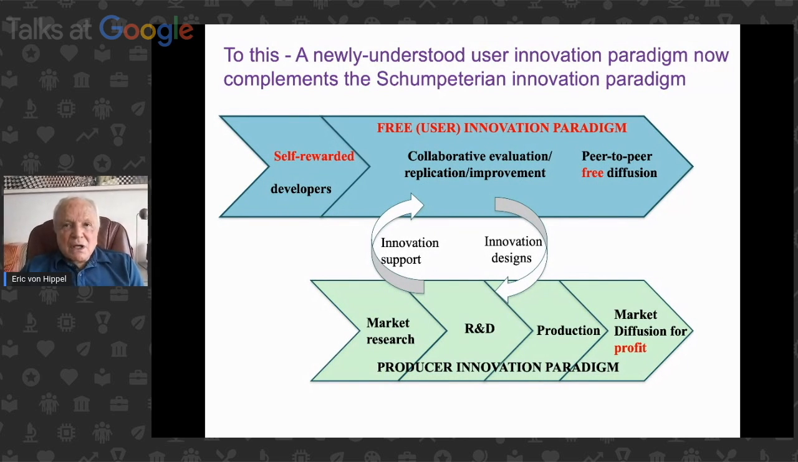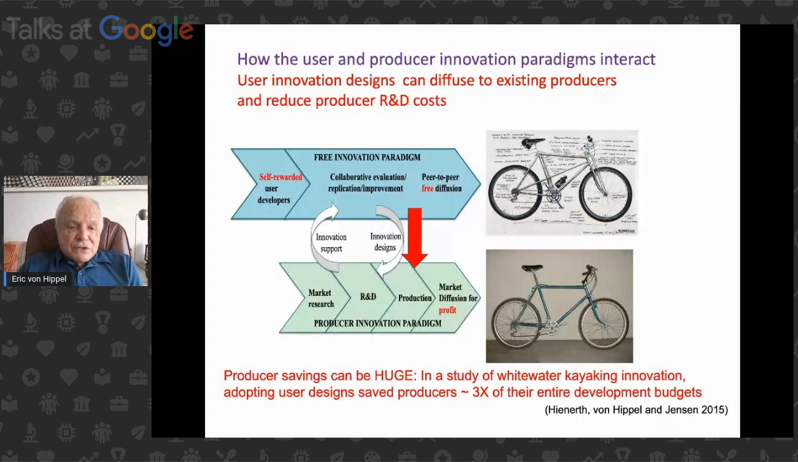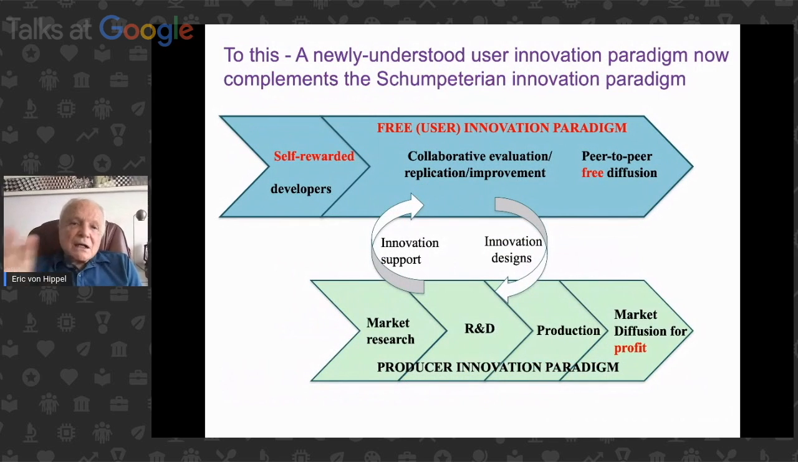We have, in addition, a different paradigm which complements the producer paradigm. So the producer paradigm, the Schumpeter paradigm that I just described, still exists, and it complements what we have now seen as the user innovation paradigm. Here, it's very much like open source software, for those of you who are familiar with it. The developers are self-rewarded. They're doing what they need to do for their own use or their own pleasure. They post it freely, others collaborate, and then we have peer-to-peer free diffusion. We also have, as those arrows show, connecting the two major arrows, innovation designs flowing down where producers commercialize them.